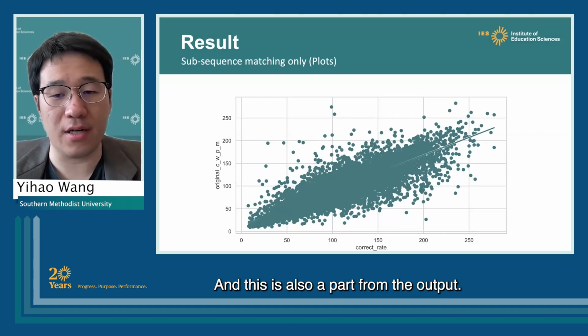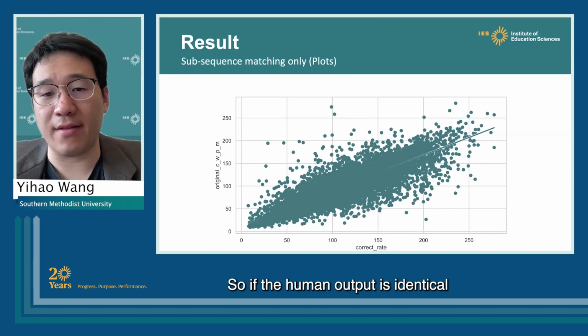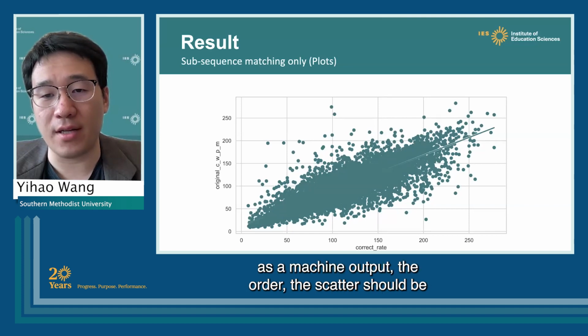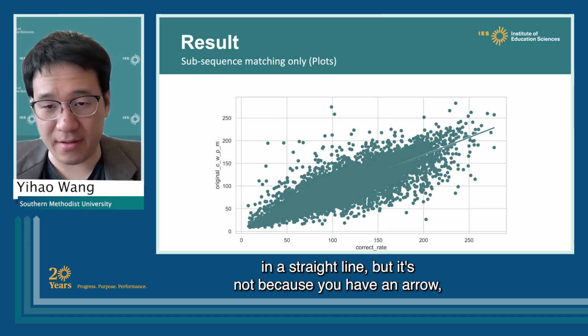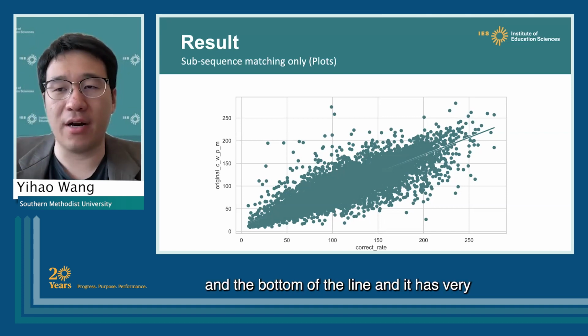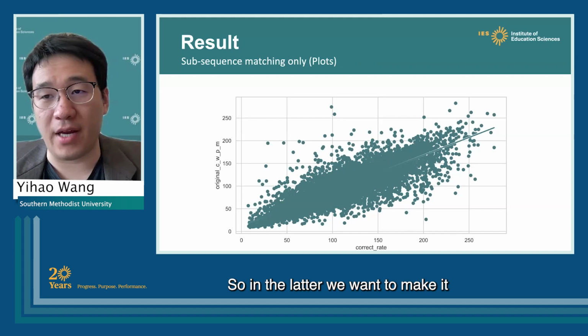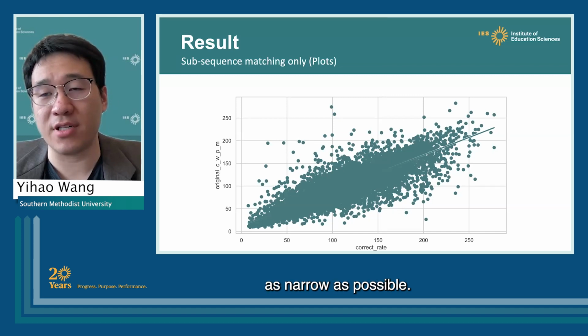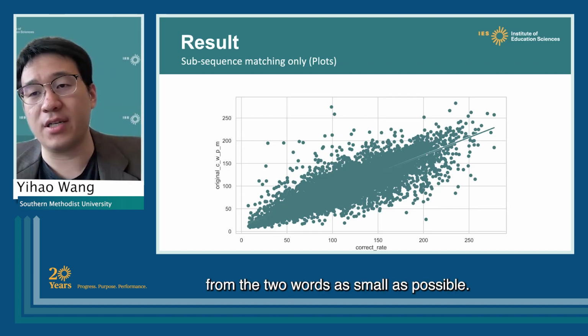And this is also a part of the output. If the human output is identical to the machine output, the scatter dots should be in a straight line. But it's not, because it has error. And we can see the error is spread on the top and the bottom of the line, and it has very consistent performance from low to high. So later, we want to make it as narrow as possible. So we want the difference from the true word count to be as small as possible.